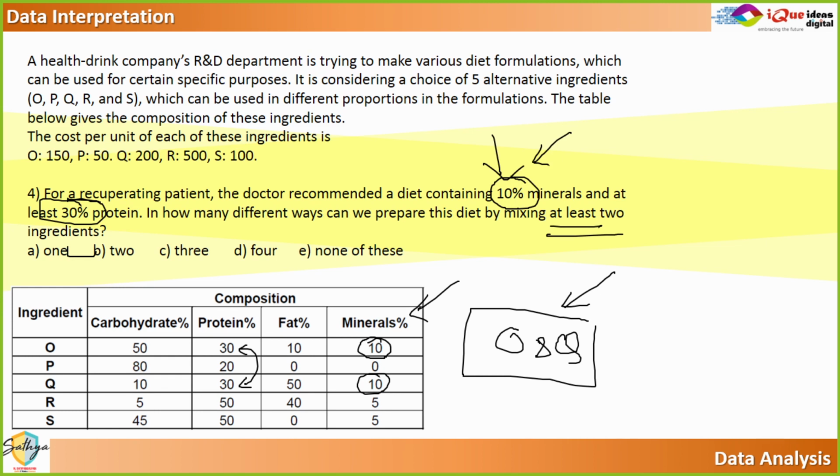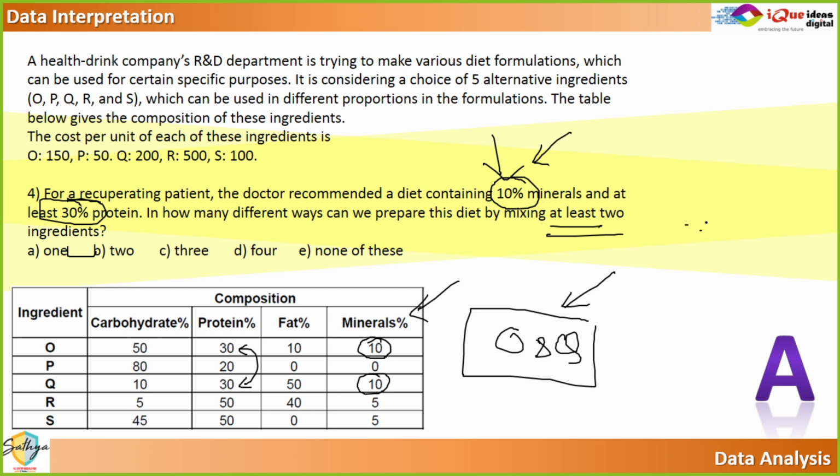There's exactly one combination which is right. Right? O and Q is the only combination, and hence A is my answer. Did we get it? A is the answer.